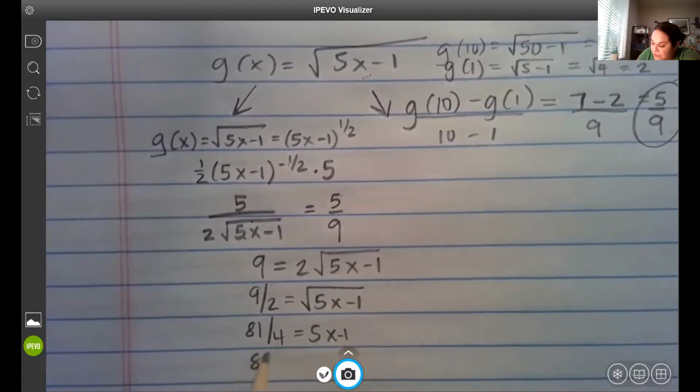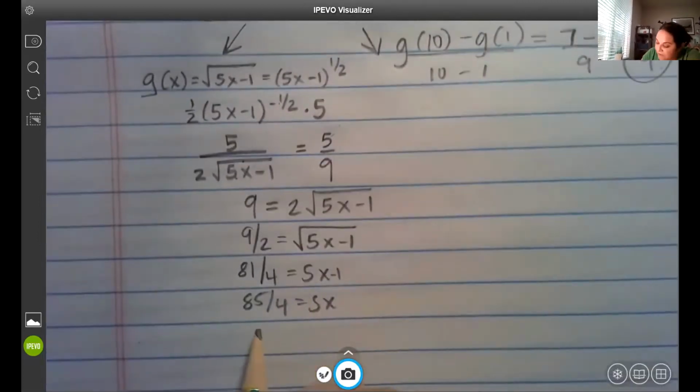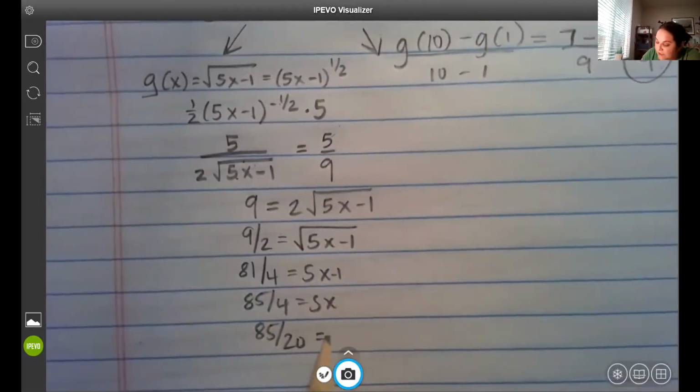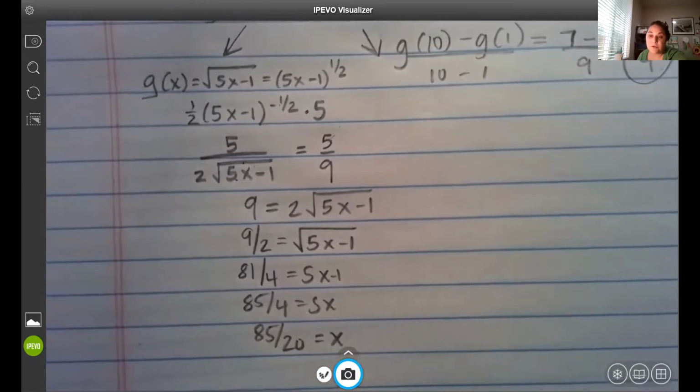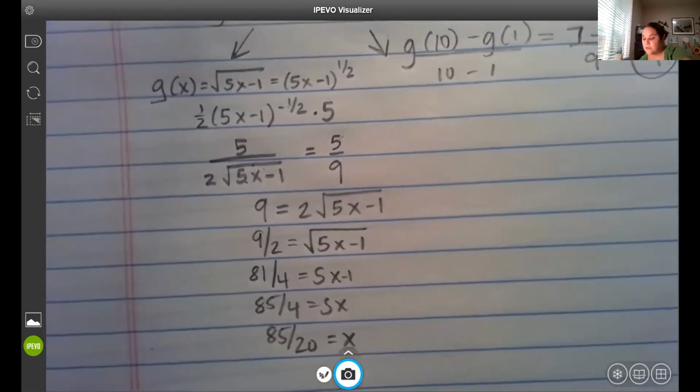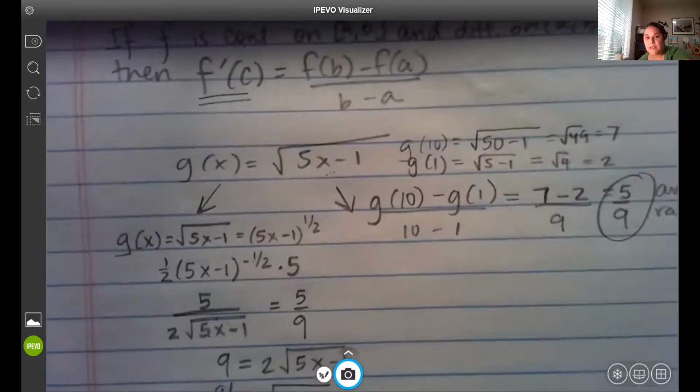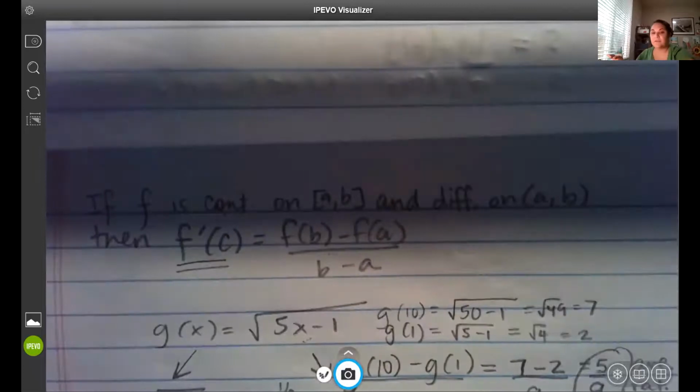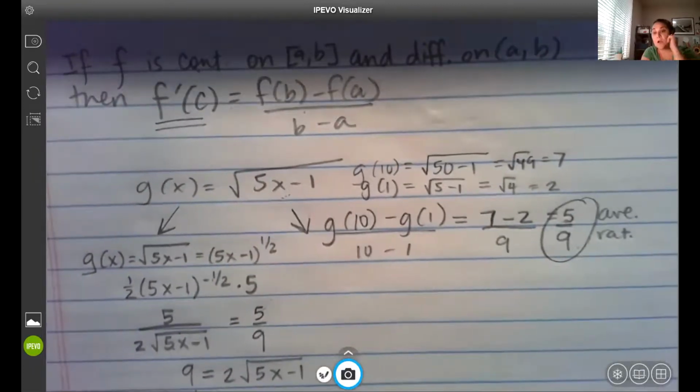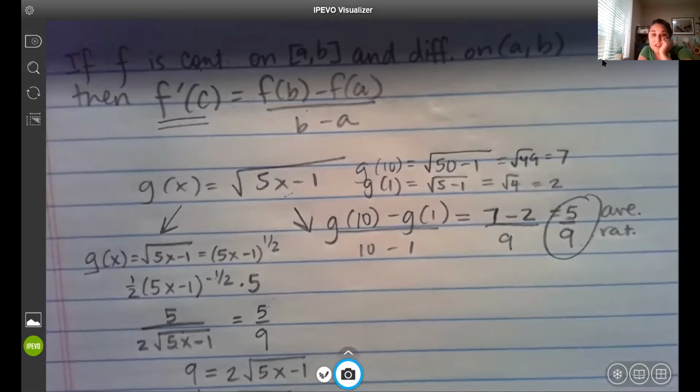That's 4 over 4, so it's 85 over 4 equals 5x. Then I'll divide both sides by 5. Final answer, 85 divided by 20, and that should give you the answer that was the correct answer. So I'll go ahead and run through one more of those. But again, that was how you wanted to find the value of C, not find the average rate of change. So let me take you through another question that was also commonly missed.